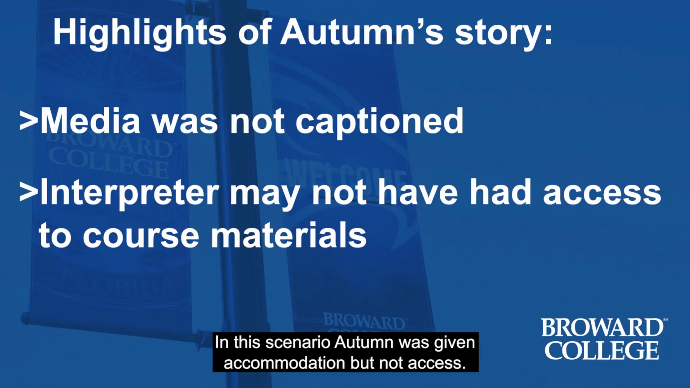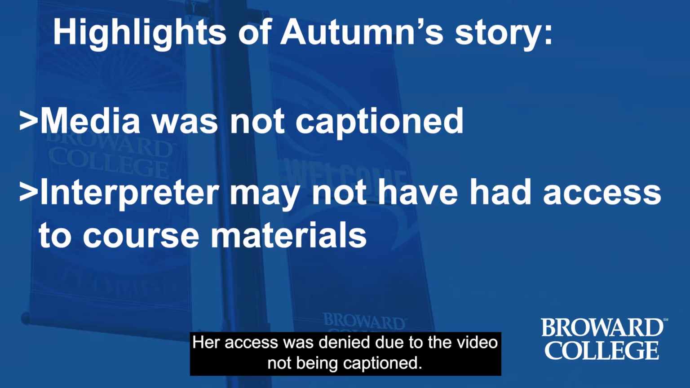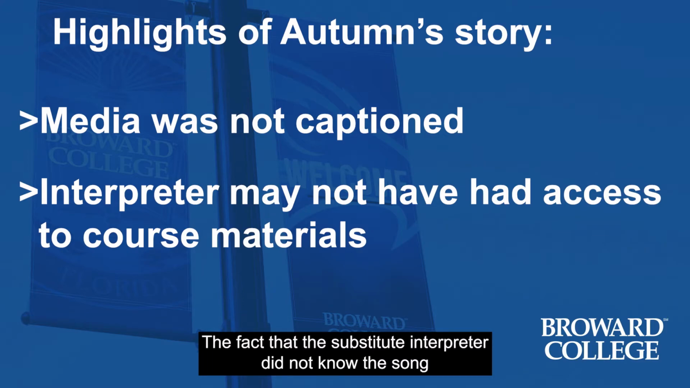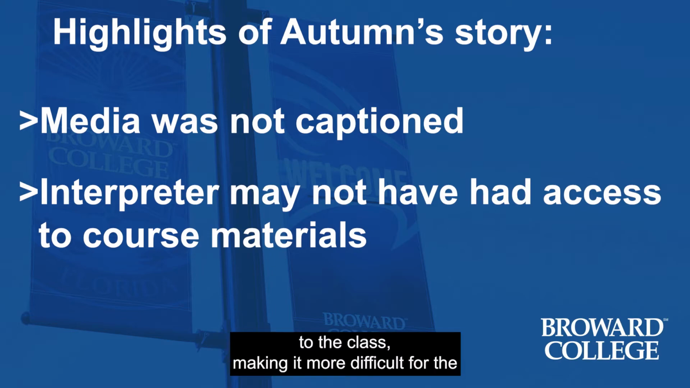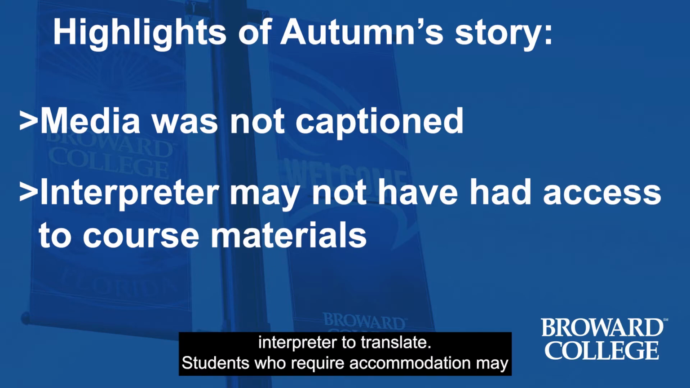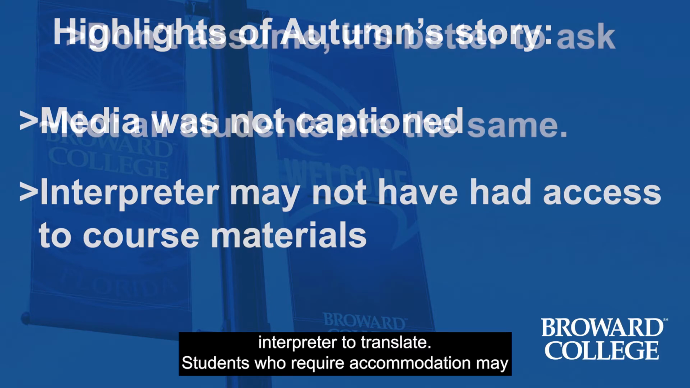In this scenario, Autumn was given accommodation but not access. Her access was denied due to the video not being captioned. The fact that the substitute interpreter did not know the song makes it safe to assume that there was no access to the course materials prior to the class, making it more difficult for the interpreter to translate.